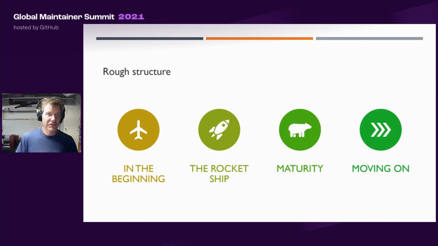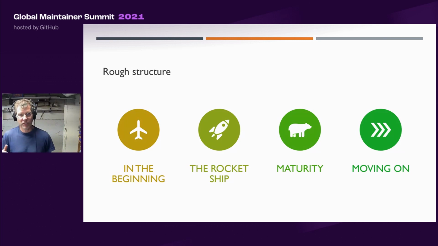And then the after part of that, which is the maturity part. I'm actually not sure, PowerPoint did this AI thing to generate these, and mostly it chose the right icons. I don't know why it associated a bear with maturity, but I rolled with it. And then finally talking about moving on, because as a founder of a project, or even someone who's just involved in a project at a particular time, it's important to know when it's time to move on.